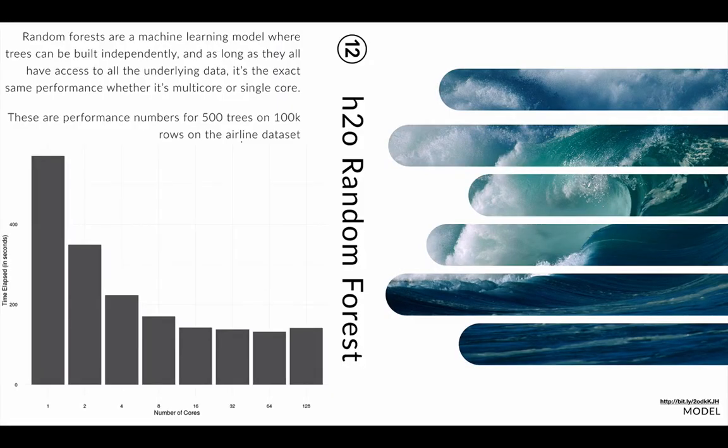H2O's library performed rather admirably. It was able to get nearly linear speedups all the way up to 64 cores. At 128 cores, there was a little bit of a degradation in performance, but I was able to get pretty significant speedups for training this random forest on 100,000 rows on 500 trees all the way through 64 cores.